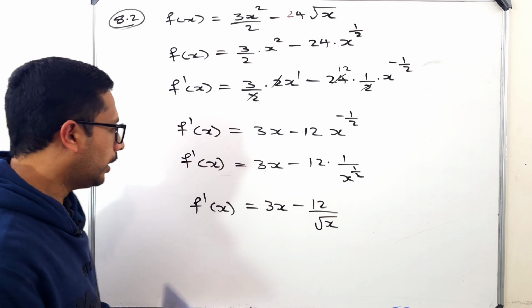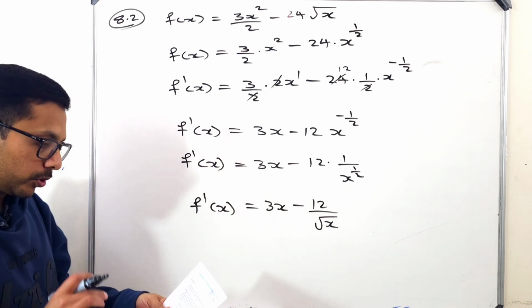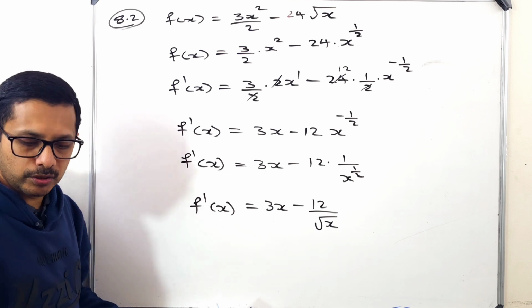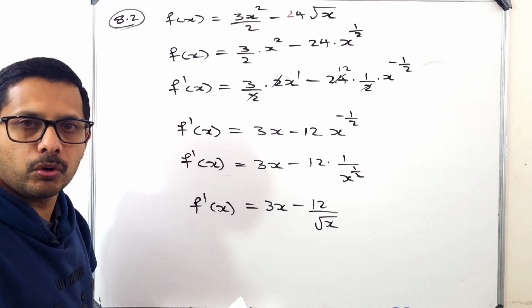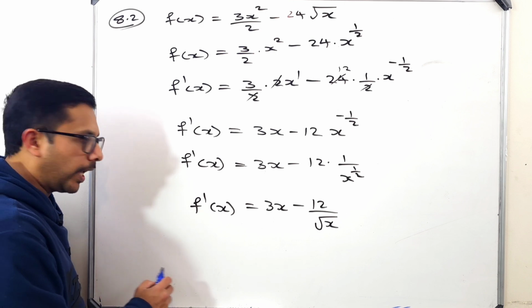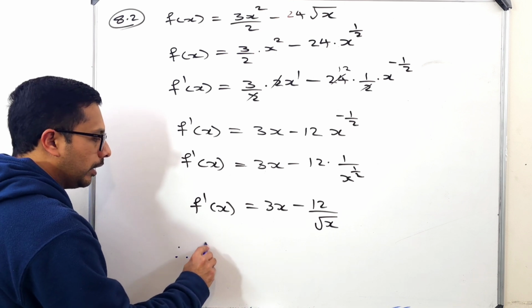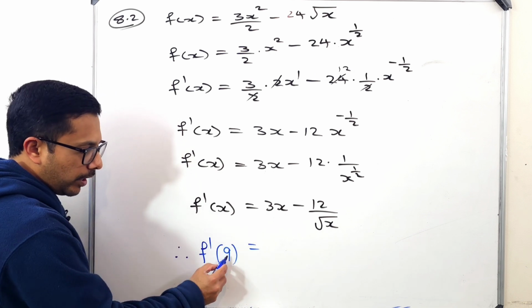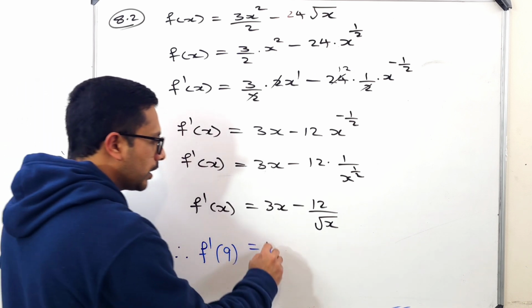Now, but what is our question? Look at the question once more. We got f dash of x, but that is not our question. What is our question? f dash of 9. Am I right? Instead of this x, you have to substitute 9. So therefore, f dash of 9. That means here instead of this x, I am going to substitute 9. So what is that one?